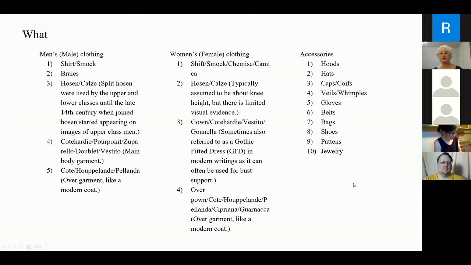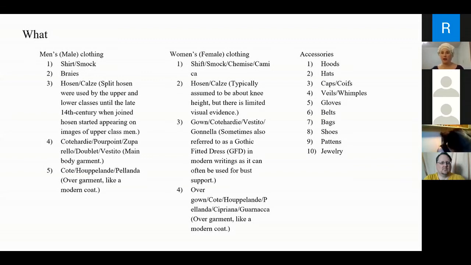And then that leads us into the what. What are you going to be wearing? Well, typically, you're going to more or less follow one of these charts. Everybody's going to have an underlayer. For the men, it's going to be a shirt and a pair of braies. For women, it's going to be the shift. And those are going to be made out of linen.